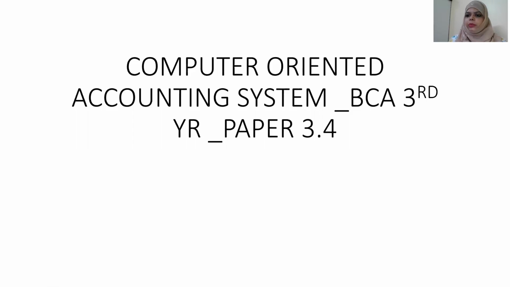Let us commence with the subject of COS, that is Computer Oriented Accounting System. Now, we are studying about journal entries. So, we are studying about a particular transaction head, and how and why that particular transaction head performs in the books of account or in the final accounts. So in this series of videos, we have discussed various subheadings.